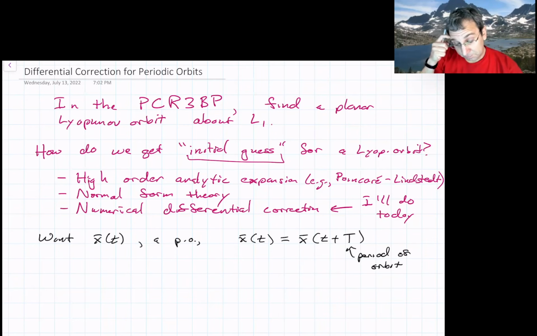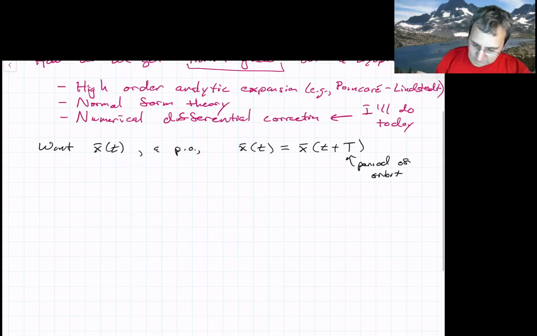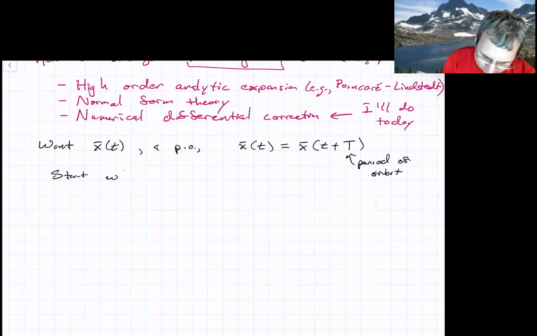And we'll use something similar to what I talked about in an earlier lecture. If you remember lecture 5, that was about motion near L1 and L2. And I talked about the linearized dynamics near a reference orbit. So let me just give a little refresher on that. And that'll get us going. Let's start with finding the linearized dynamics near a trajectory, any trajectory.